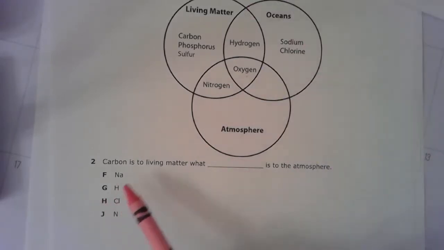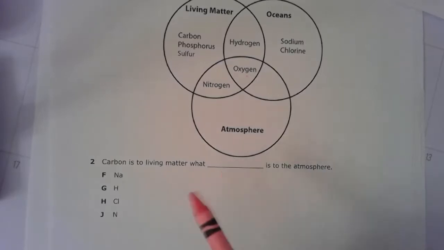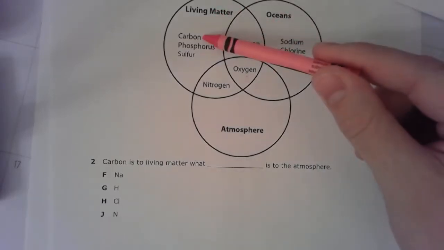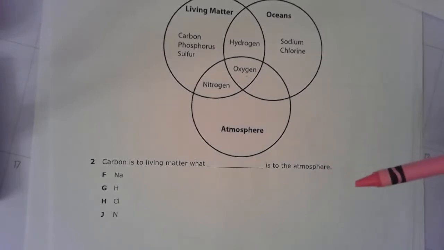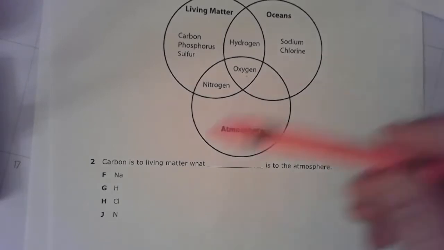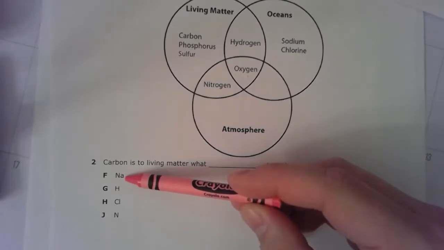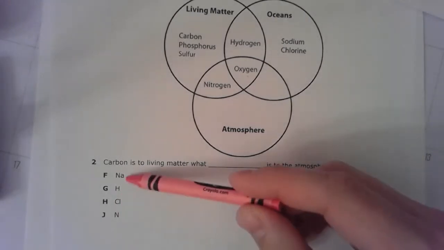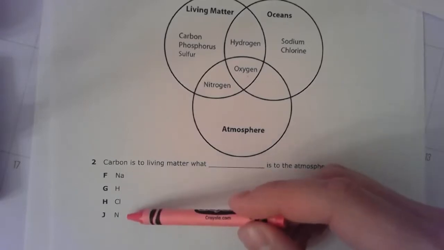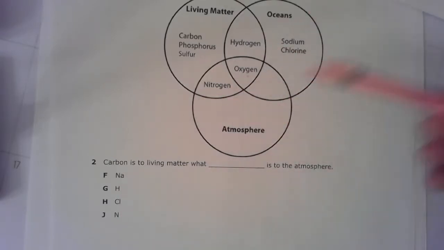So again, carbon is the living matter. So living matter, there's carbon. Blank is to the atmosphere. That would be Na, H, Cl, and N. You need to see what those represent up here. Don't forget you can use your notes. Ow, paper cut.